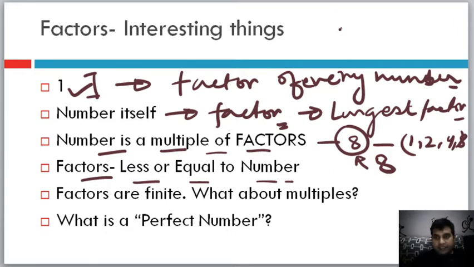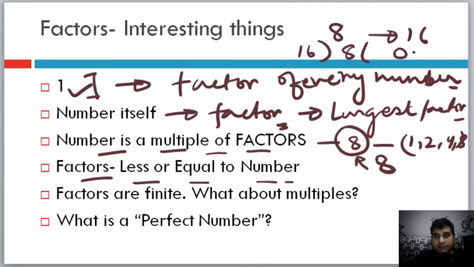So for example, 8 is the number. Can 16 be a factor? No, because when I divide 8 by 16, it is what? It is 0.5. I can't divide it completely. So it's like 16 zeros are 0, and then I have a remainder 8. So the moment the factor is greater than the number, any number greater than the number itself can't be a factor.